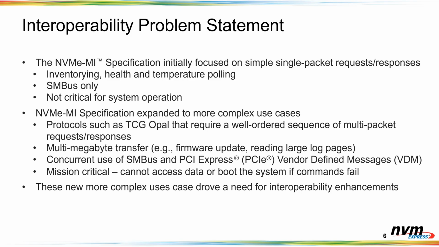And these large data transfers necessitated the use of higher bandwidth PCI VDMs. And so now we have multiple communication paths from the BMC to the device, which may be occurring in parallel. And also the stakes got a lot higher with the basic health and temperature polling.